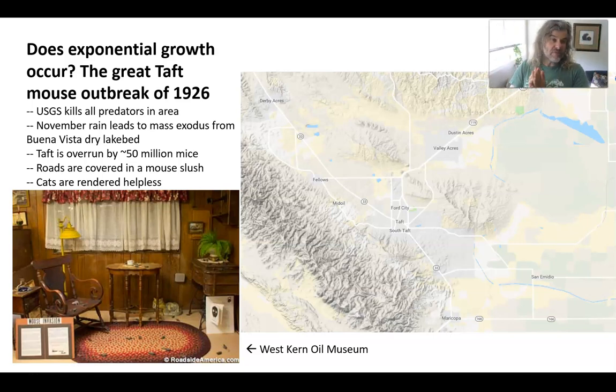The great Taft mouse outbreak of 1926, and Taft is just 50 or 60 miles away from San Luis Obispo. A massive exponential growth of mice, again, another species that can have exponential growth. Basically, the town was overrun by mice. Kind of crazy story, kind of cool. This is a photograph from a museum in Taft, which I really want to go to because it has the history of this mouse outbreak.